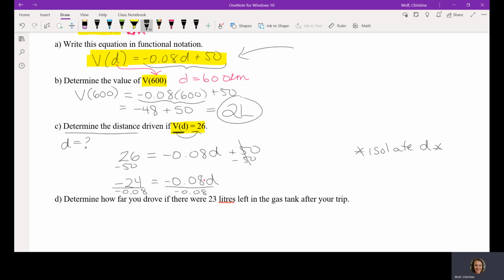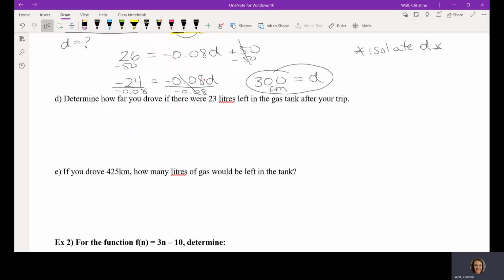Sorry, I'm just looking for my answer here. You get, on the left-hand side, 300. And the two negatives cancel out. So it's 300 positive equals, and then this cancels out D. Okay, now when we're talking about distance, we know we're talking about kilometers. So put your units in. So this just means that if we have 26 liters of gas left in our gas tank, we had driven about 300 kilometers.